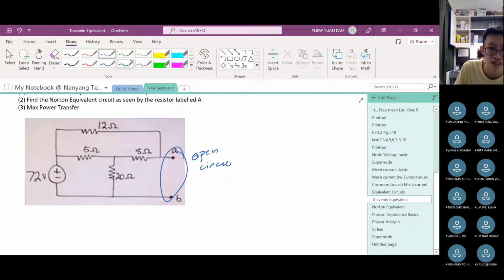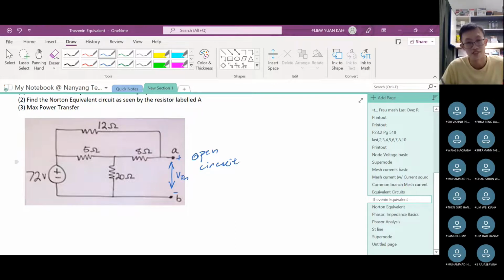And then what does it mean by the open circuit voltage? The open circuit voltage means the potential difference between these two terminals, this and this. The voltage difference here is the open circuit voltage, otherwise known as the Thevenin voltage. You remove the load, that's an open circuit, and that open circuit voltage is the Thevenin voltage. So we need to find that.